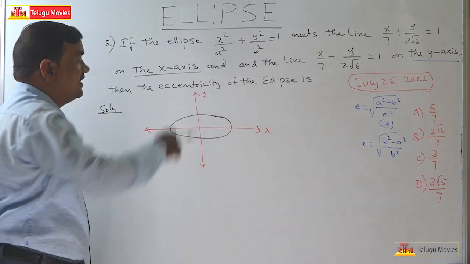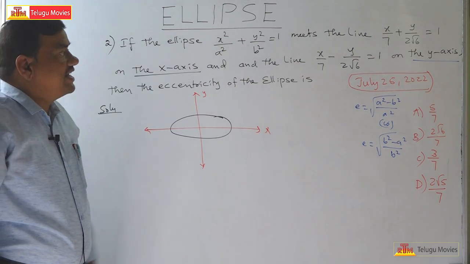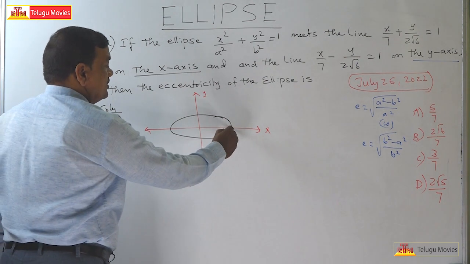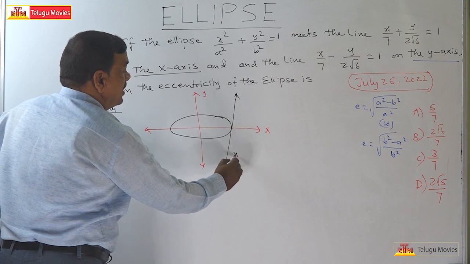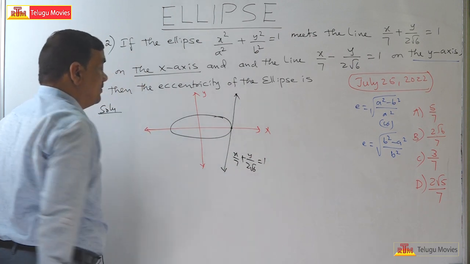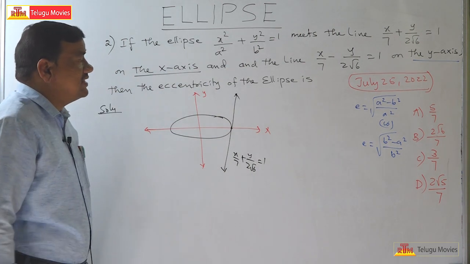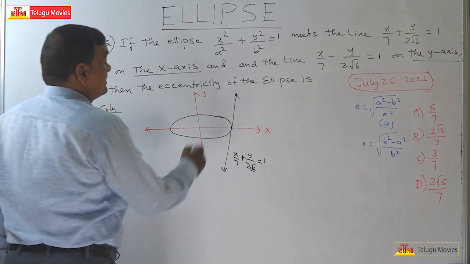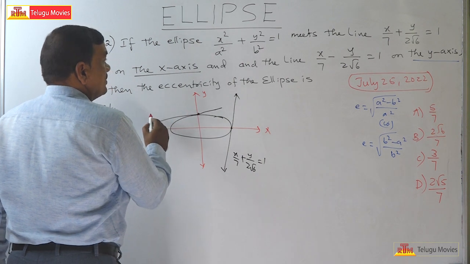Now, here he is saying that this ellipse meets the line x/7 + y/(2√6) = 1 on the x-axis. So, this is one of the lines. And he said that another line, x/7 minus y/(2√6) = 1, meets the y-axis. So, this is the y-axis. So, it meets the line, what is the equation of this line?